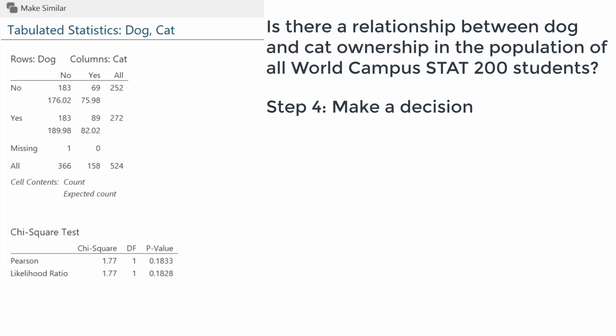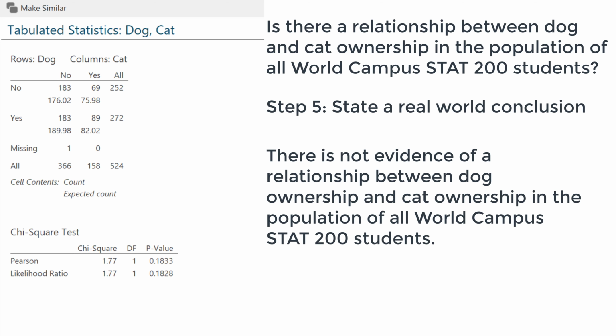Step 4, make a decision. Our p-value is greater than the standard 0.05 alpha level, so we're going to fail to reject the null hypothesis. And step 5, state a real-world conclusion. There is not evidence of a relationship between dog ownership and cat ownership in the population of all World Campus Stat 200 students.